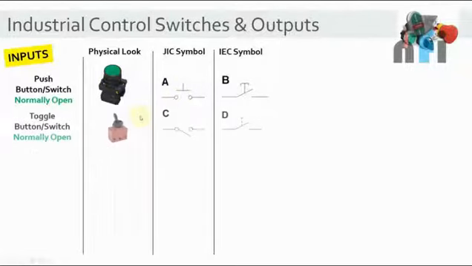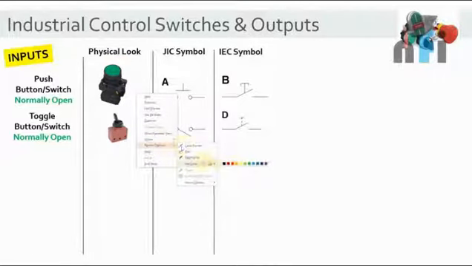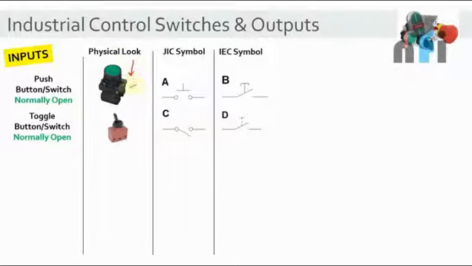Then you have the toggle button, which is normally open. This is a toggle button. Now the difference between a push button and the toggle button is that when you press the push button, there is a spring inside it. Let me take a pointer here. If you press the button, the spring gets pressed. When you release the button, because of the spring force, the button comes out automatically. That's why it's called a push button.